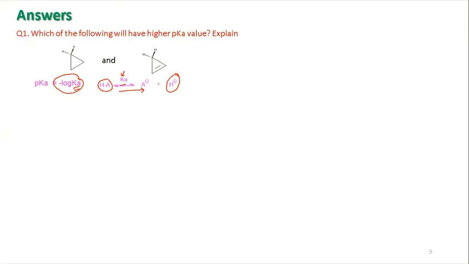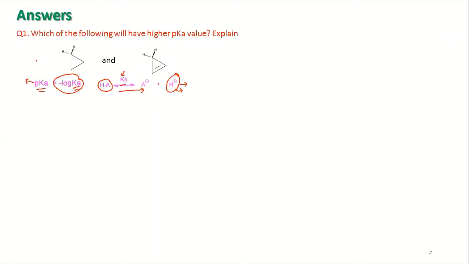Got it? So more K means minus log K will be less, which means my pK will be less. So more H plus means more acidic, which means a lower pKa value. Excess of H plus means more acidic, means lower pKa. Got it? So this is the idea.